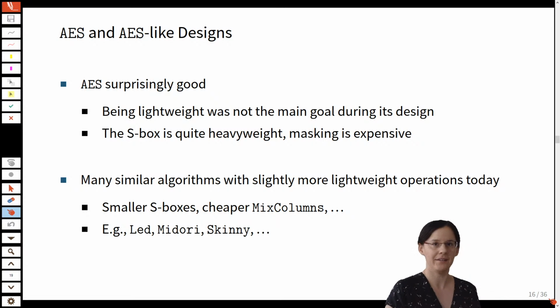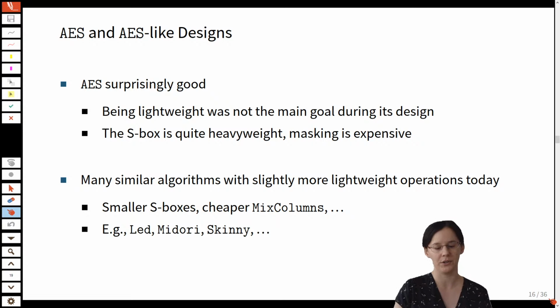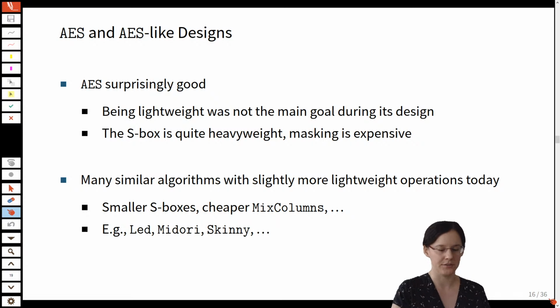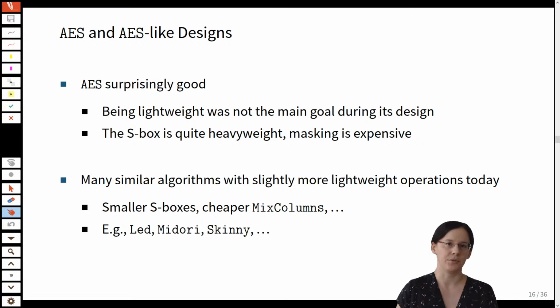And there are many ciphers that go in this direction. I've listed a few here. So LED is one of these cases, Midori as well. So Midori is particularly aimed for low energy. So it tries to both have a relatively low number of rounds, but also to make the individual round operations a bit cheaper than AES. And Skinny is a more recent example that is currently also under consideration in the standardization approach.